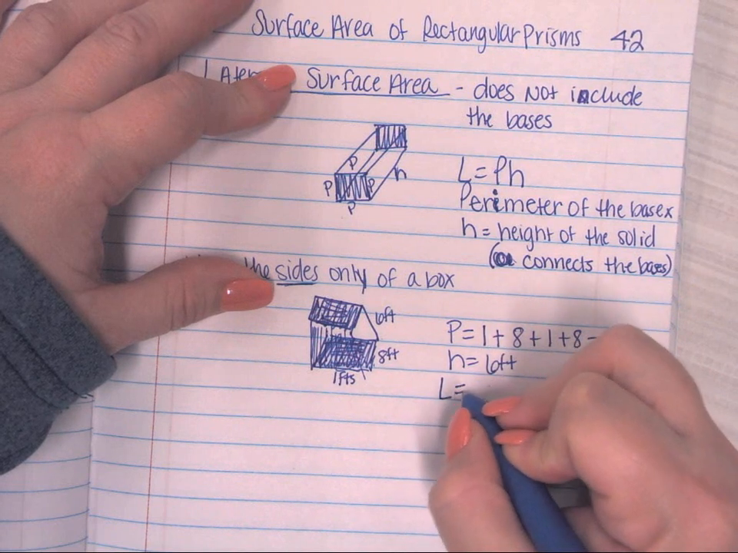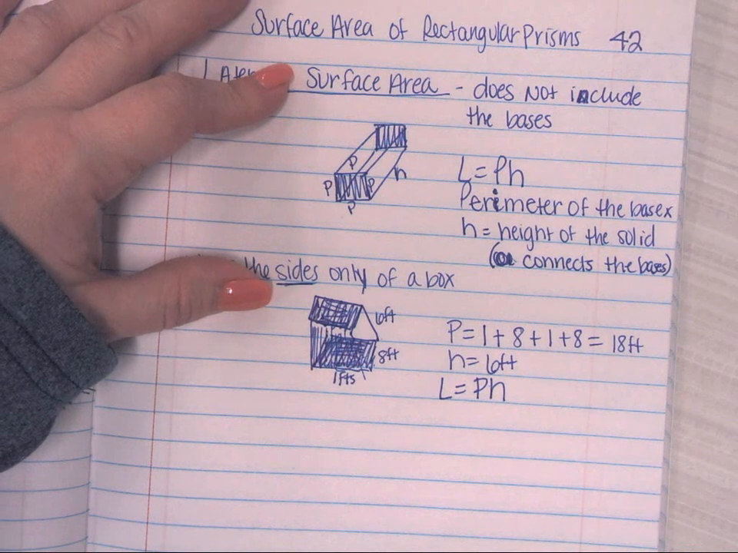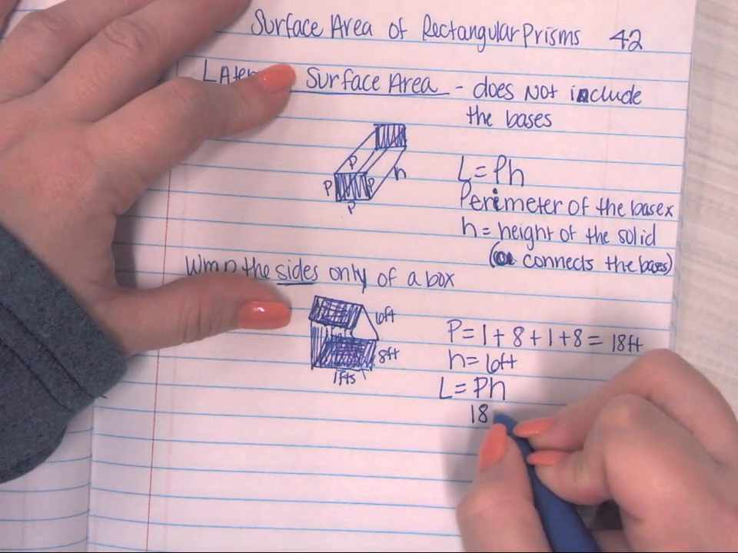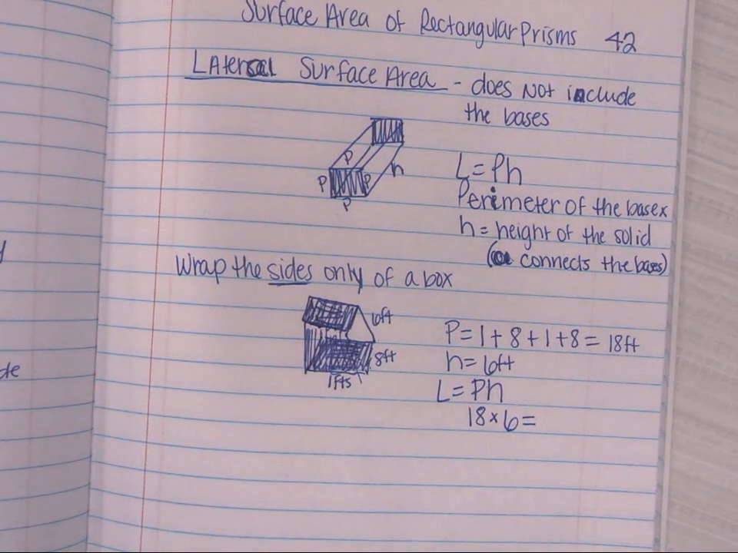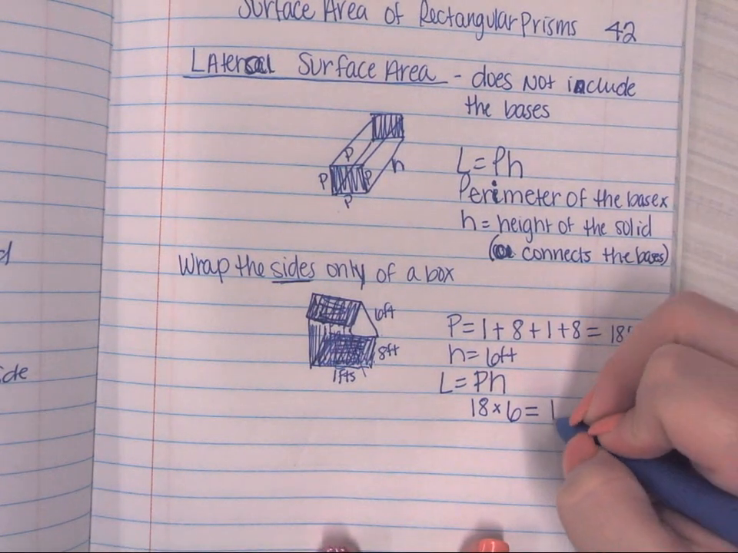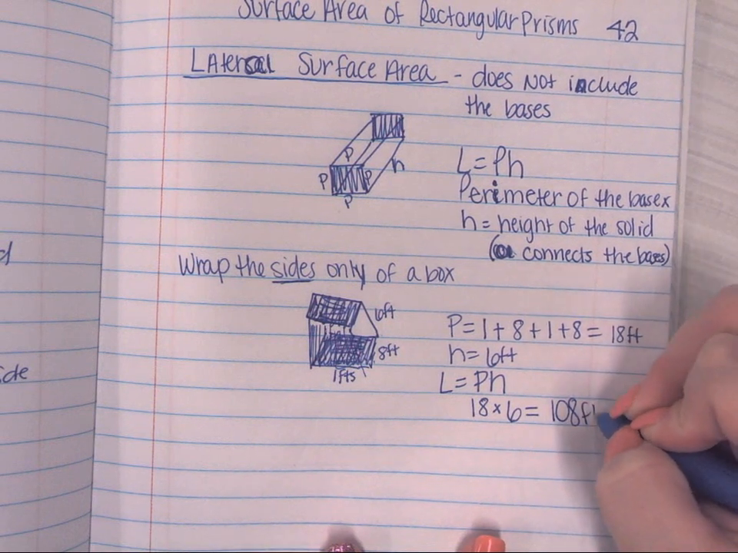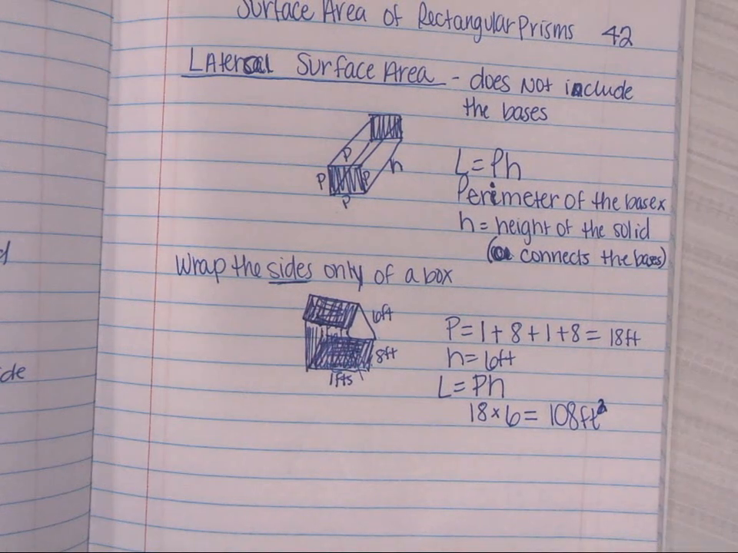So my lateral surface area is perimeter of the base times the height. So 18 times 6, which is 108. So my lateral surface area is 108 feet squared. And we're dealing with area, so it's still squared.